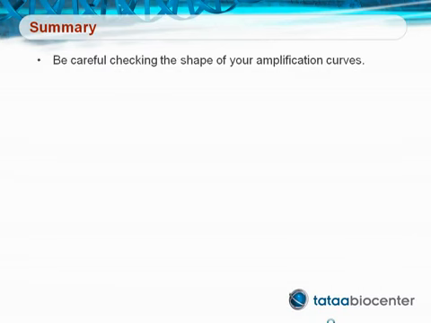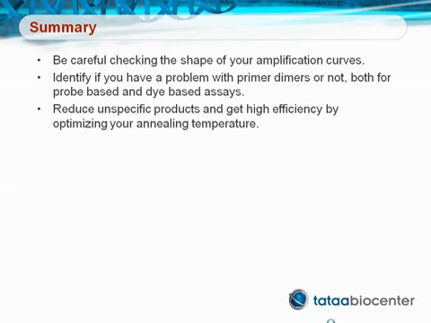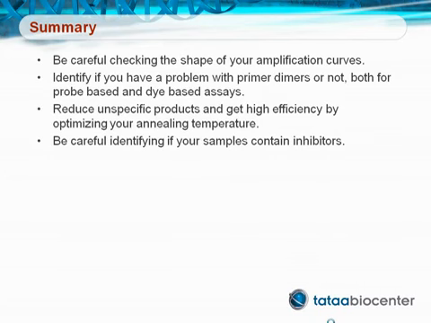To summarize what has been said in this webinar, be careful and check the shape of your amplification curves and identify outliers. Identify if you have a problem with primer dimers or not. This can be important both for probe-based and dye-based assays. Reduce unspecific products and get high efficiency by optimizing your annealing temperature. Be careful identifying if your sample contains inhibitors.